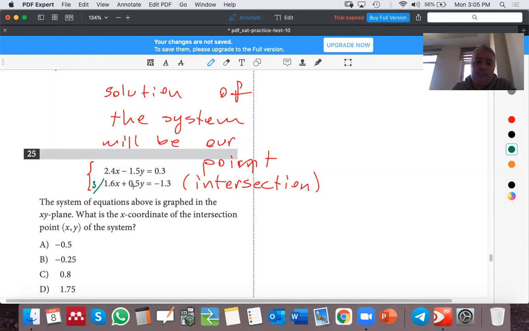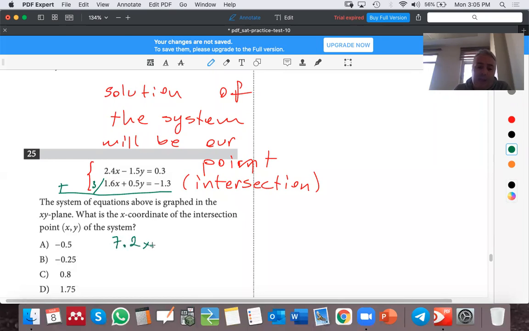Why? 3 times 0.5 will be 1.5, positive 1.5, negative 1.5. If I add them side by side, y will be simplified. Everything will be in terms of x. So I can write it then. 3 times 1.6 will be 4.8. 4.8 plus 2.4 is 7.2, so 7.2x.